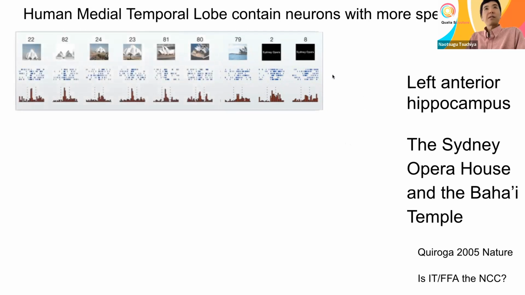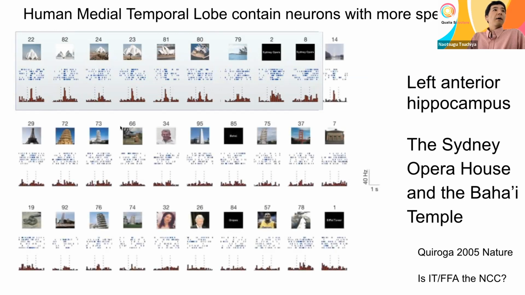But it's also interestingly the case that, like the Sydney Opera building, the Baha'i temple in, I think, the Middle East also generated almost as strong a response as Sydney Opera. And afterwards, when the patient was interviewed, he or she reported that he or she thought these two things are the same thing from the vision. But this wasn't the case for the other buildings.